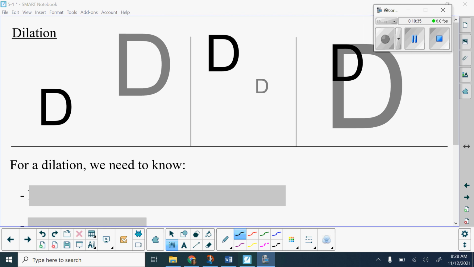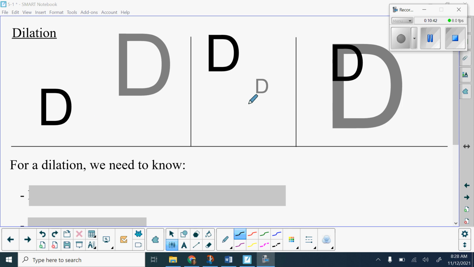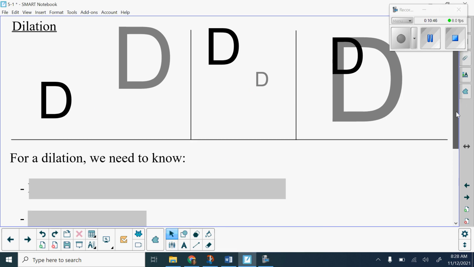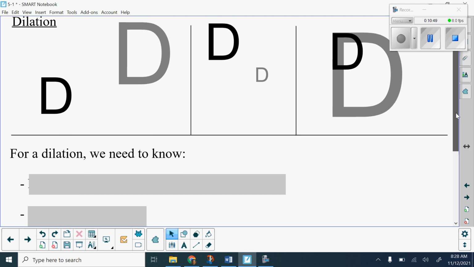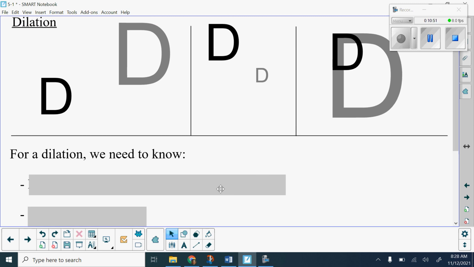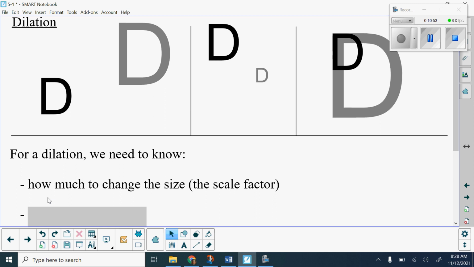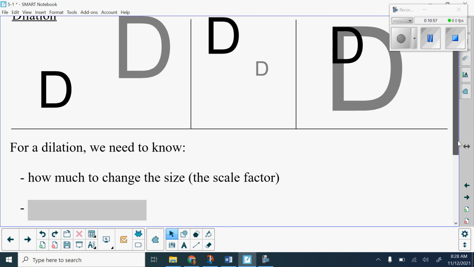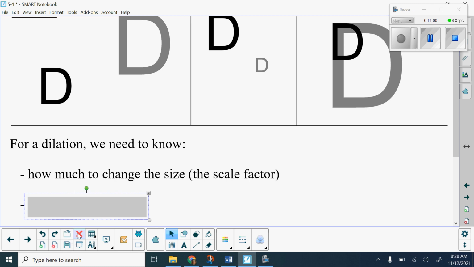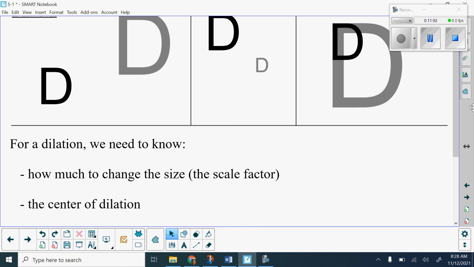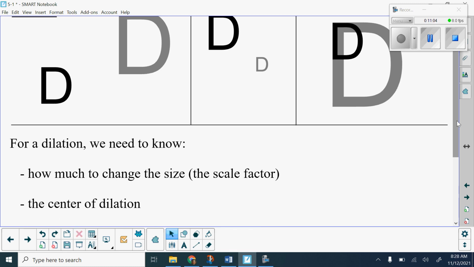All right, dilation. This wasn't on our original list, was it? Well, if I look at my examples of dilation, I can see right away that my size is not preserved. So for our dilation, we need to know how much to change the size. This is called our scale factor. And we also need to know the center of dilation. So what point are we dilating in respect to?